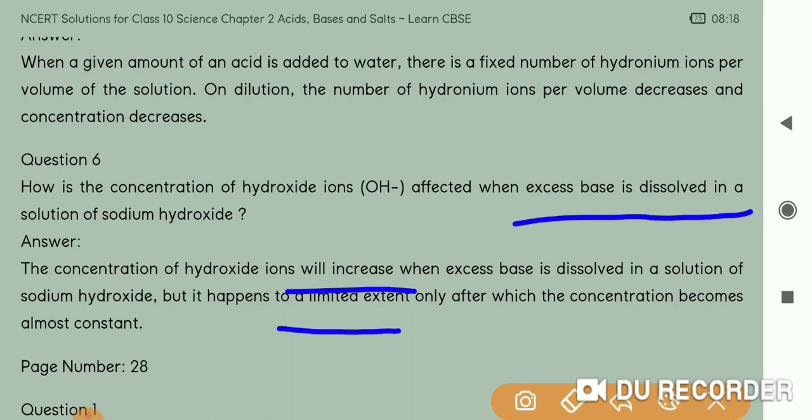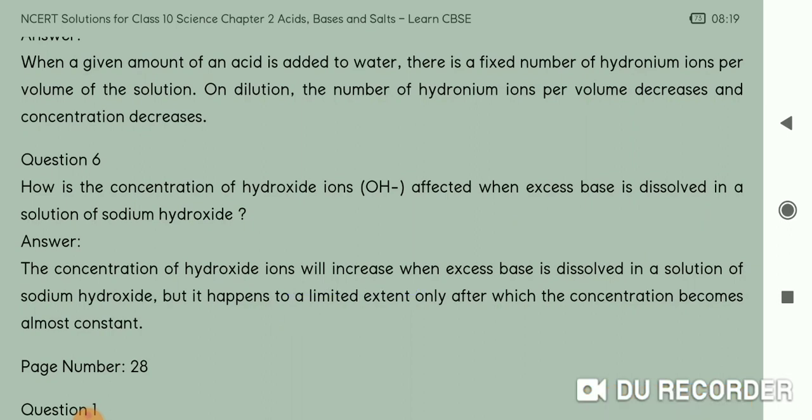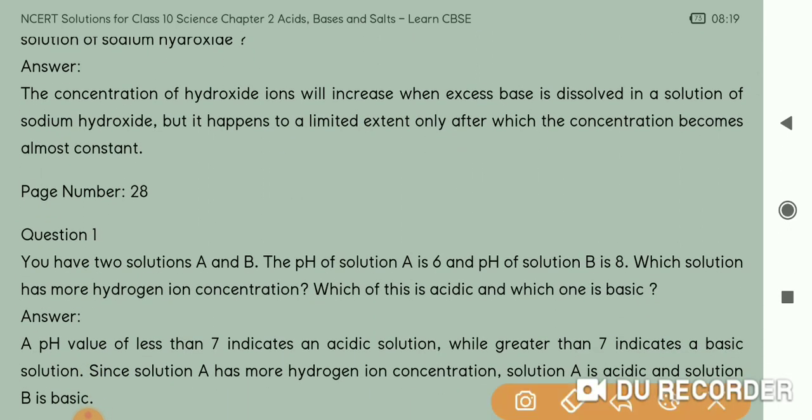Okay, it will start first increasing when excess of base is dissolved in a solution of sodium chloride, but it happens to a limited extent only. So after some time it will not increase the concentration.